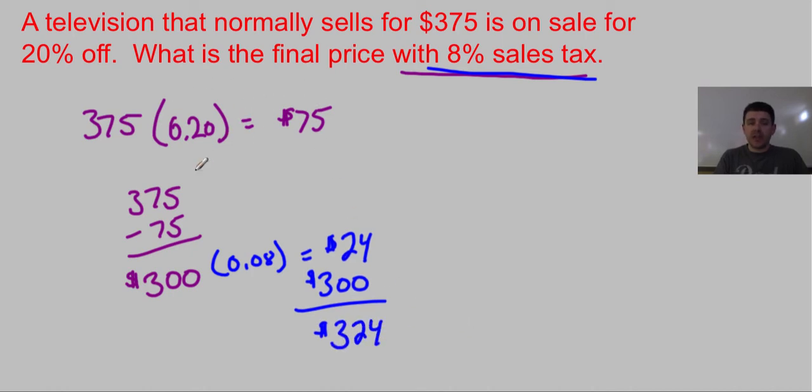So we had to find our discount and subtract that away to figure out the final price, because sales tax is totaled off of what you actually paid for the item, not the original price. We only paid $300, so we paid 8% sales tax of that, and that gets added back onto your problem.